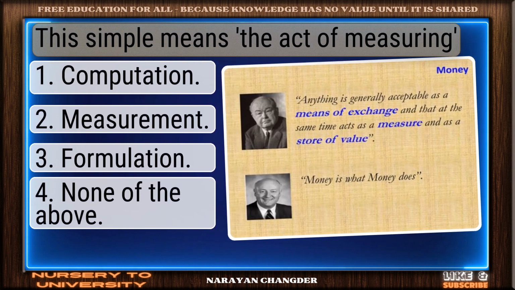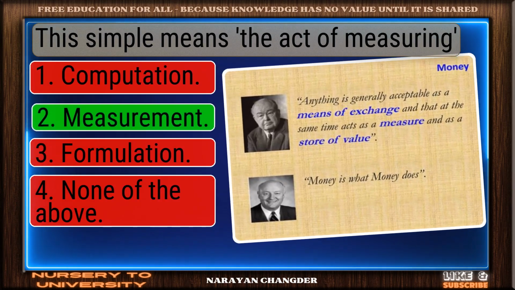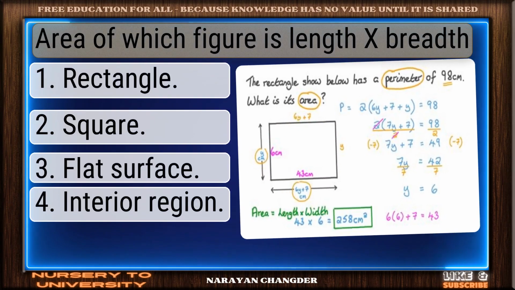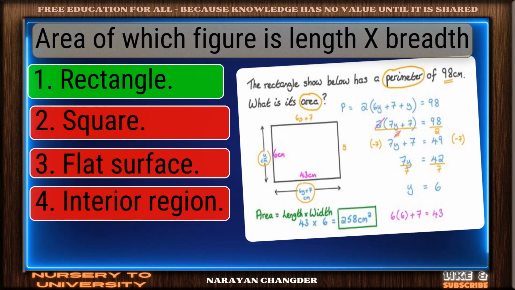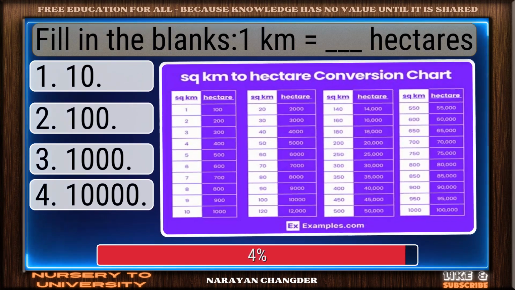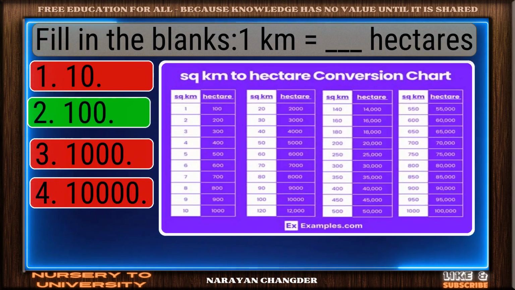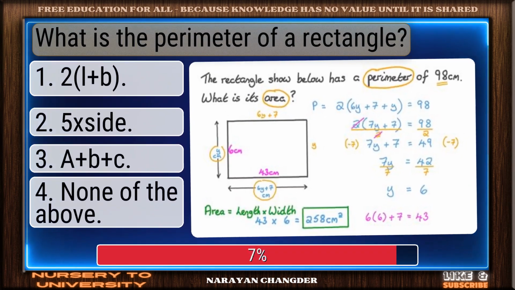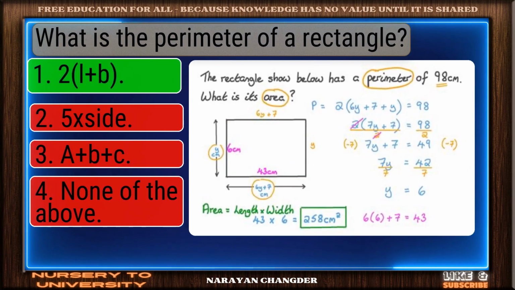This word means the act of measuring. Smart pick. Measurement is the correct choice. Area of which figure is length x breadth? Correct. Rectangle is the right answer. Fill in the blanks. 1 hectare is equal to dash hectares. Excellent choice. 100 is the right answer. What is the perimeter of a rectangle? Sharp thinking. 2 is the right choice.